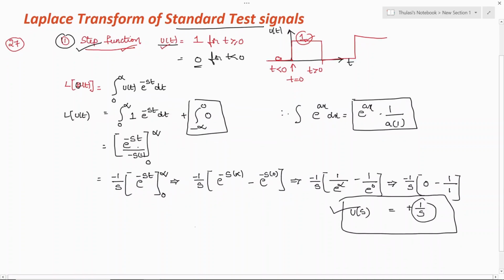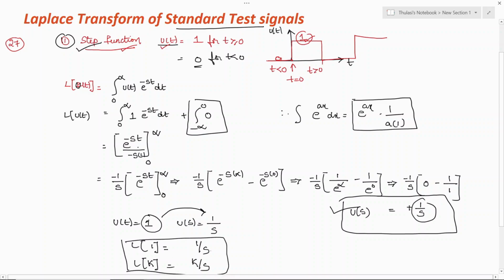So let's try to write down. The step signal u of t is equal to 1. So u of s, you are going to get as 1 by s. Basically you have the formula like this: Laplace of a constant is equal to k by s, or Laplace of 1 is 1 by s, or Laplace of k into u(t), we are going to get k by s. This is how to understand the Laplace of the standard test signal is 1 by s.